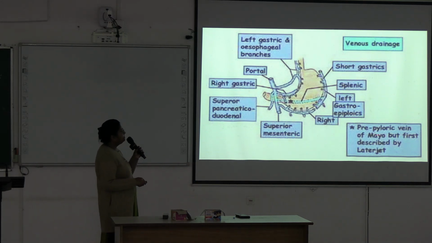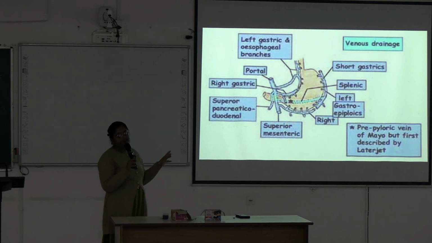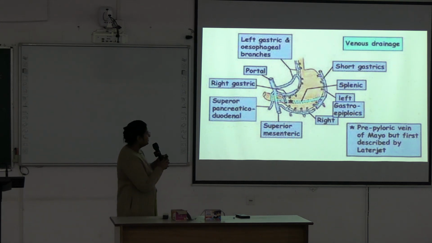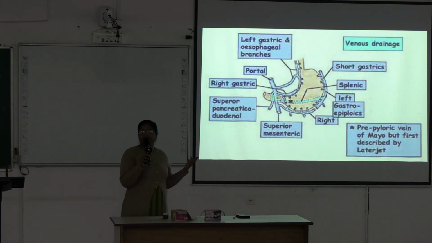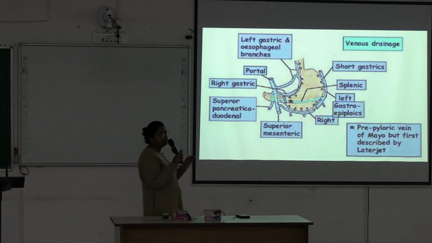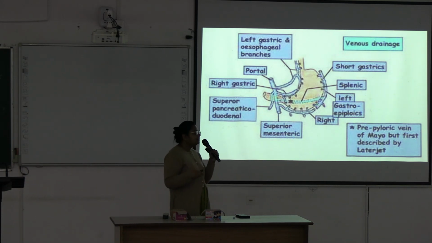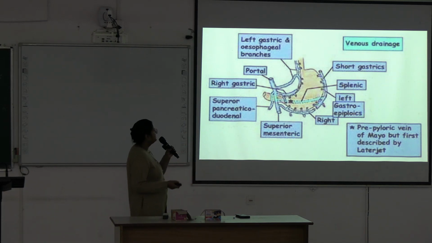Okay, and the prepyloric vein of Mayo was first described by Latarjet. Okay, there are nerves of Latarjet in your nerves. During discussion of nerve supply of stomach, you will see nerves of Latarjet. These are branches of vagus nerve, anterior and posterior trunk of vagus are there, and from there branches are supplying the stomach. So in selective cutting of those vagal branches, you have to cut those nerves of Latarjet. Okay, we will discuss later during stomach class. Next.